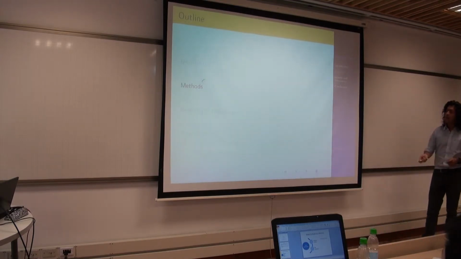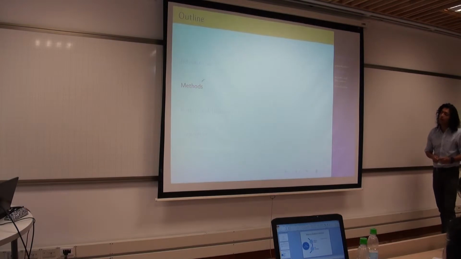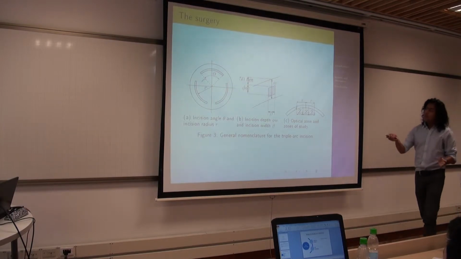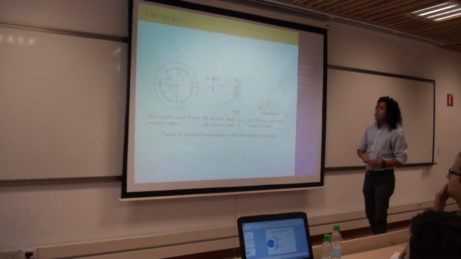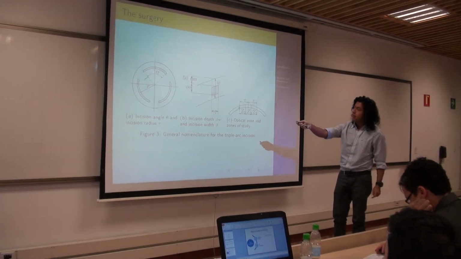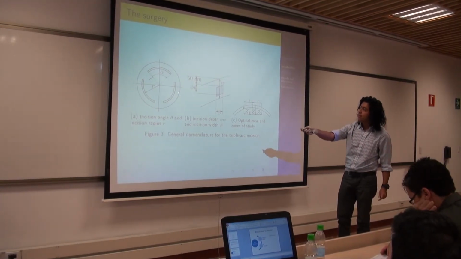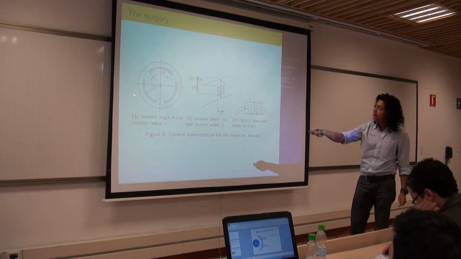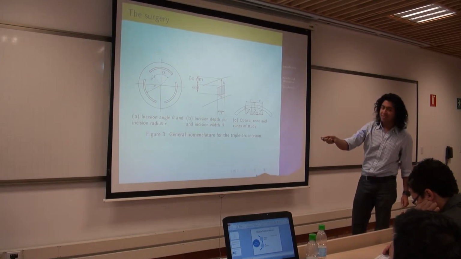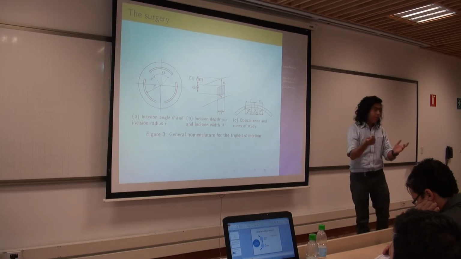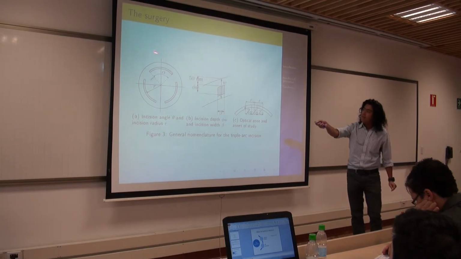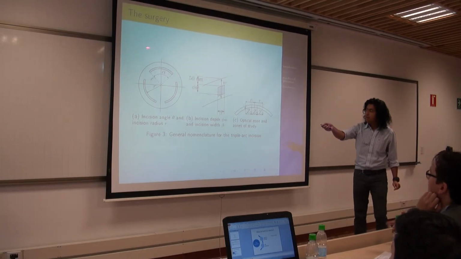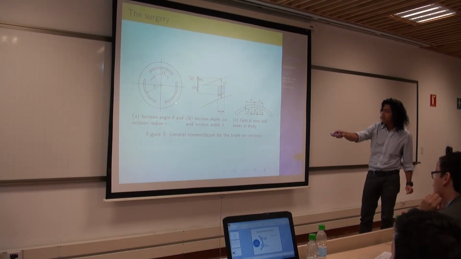Good. We move to the methods section. That's the surgery we are proposing. We are proposing a triple arc incision. Imagine that's the human cornea, looking from above. Imagine we have here the nose and the other eye, so we are looking at the person right in front of us. And the cornea is here, and we have three incisions.